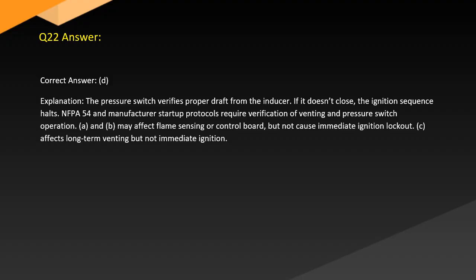Answer. Correct answer: D. Explanation. The pressure switch verifies proper draft from the inducer. If it doesn't close, the ignition sequence halts. NFPA 54 and manufacturer startup protocols require verification of venting and pressure switch operation. B may affect flame sensing or the control board, but would not cause immediate ignition lockout. C affects long-term venting, but not immediate ignition.